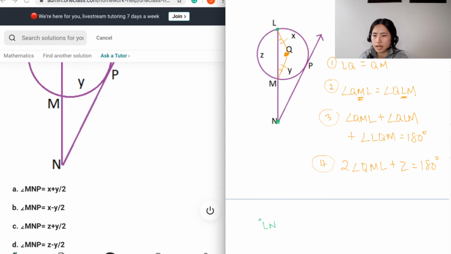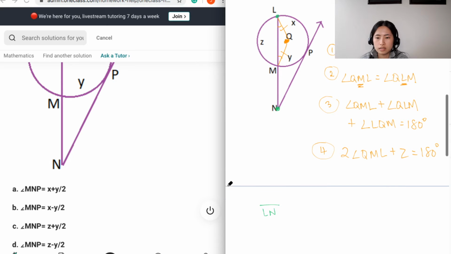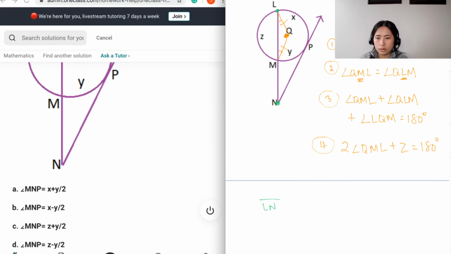Let's keep it as a line segment. So we have line segment LN, because you have a vertex here, so you can't really say that this is a line. Let's just keep this as line LN. So you can actually say that this is also a straight angle. LMN is a straight angle. Maybe we can take a closer look.